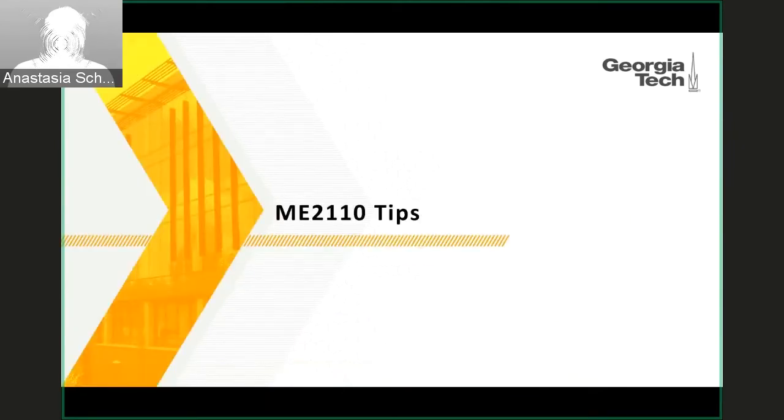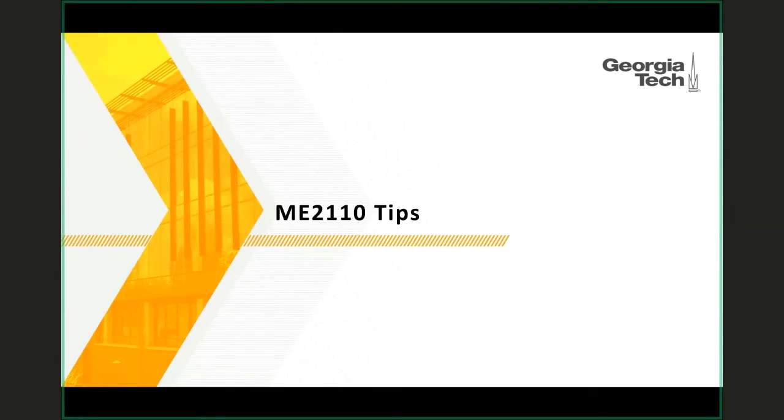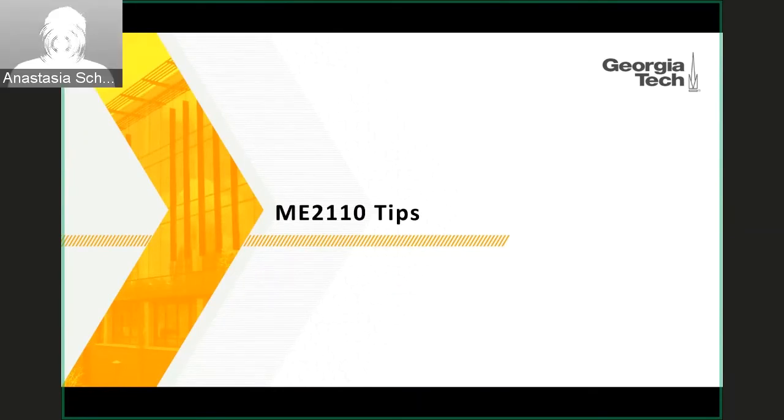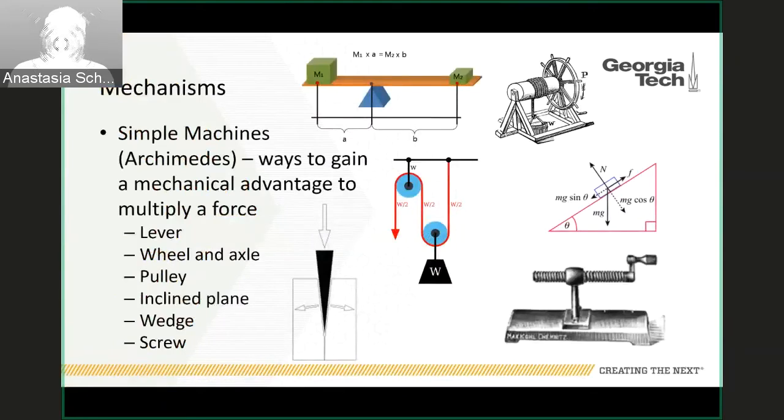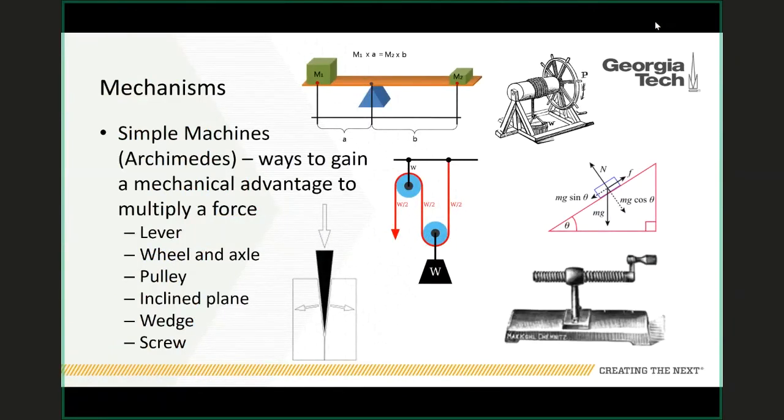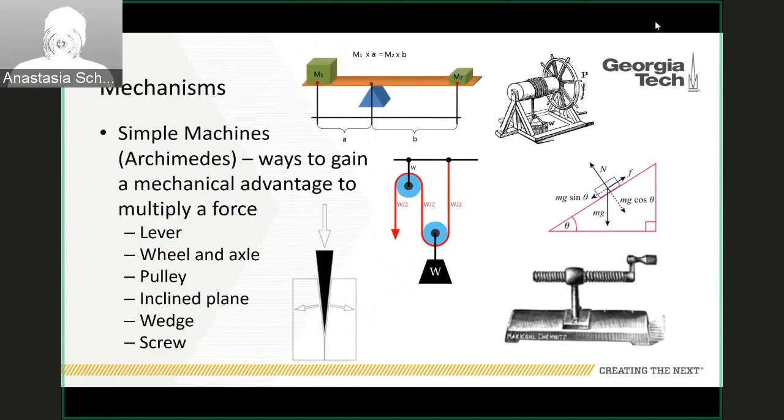Up next, I just have some tips for 2110 and how to be successful. So the first one is your robot is going to be made up of a bunch of mechanisms working together. If you think back to maybe high school physics class, you might have learned about the simple machines. This is something Archimedes came up with, and the 6 simple machines are just ways to gain a mechanical advantage in order to multiply a force.